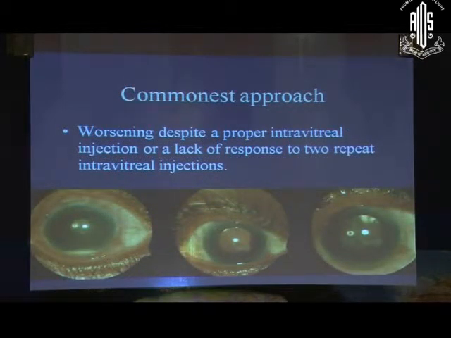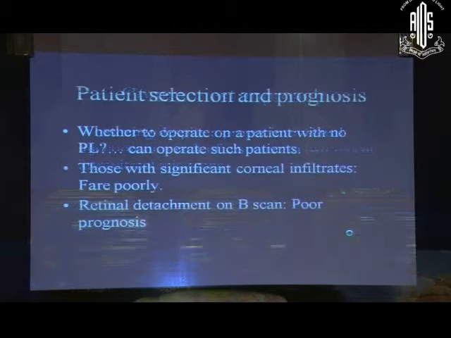Now, the commonest indication would be worsening despite an intravitreal injection. In the first case, in the first picture, we gave an intravitreal injection, it responded, but then it became worse. Then you will probably move into a vitrectomy. Can we operate on a patient with no PL? In many cases, the PL negative status can be caused by optic nerve toxicity, and I have found that some visual recovery occurs in some of these patients.